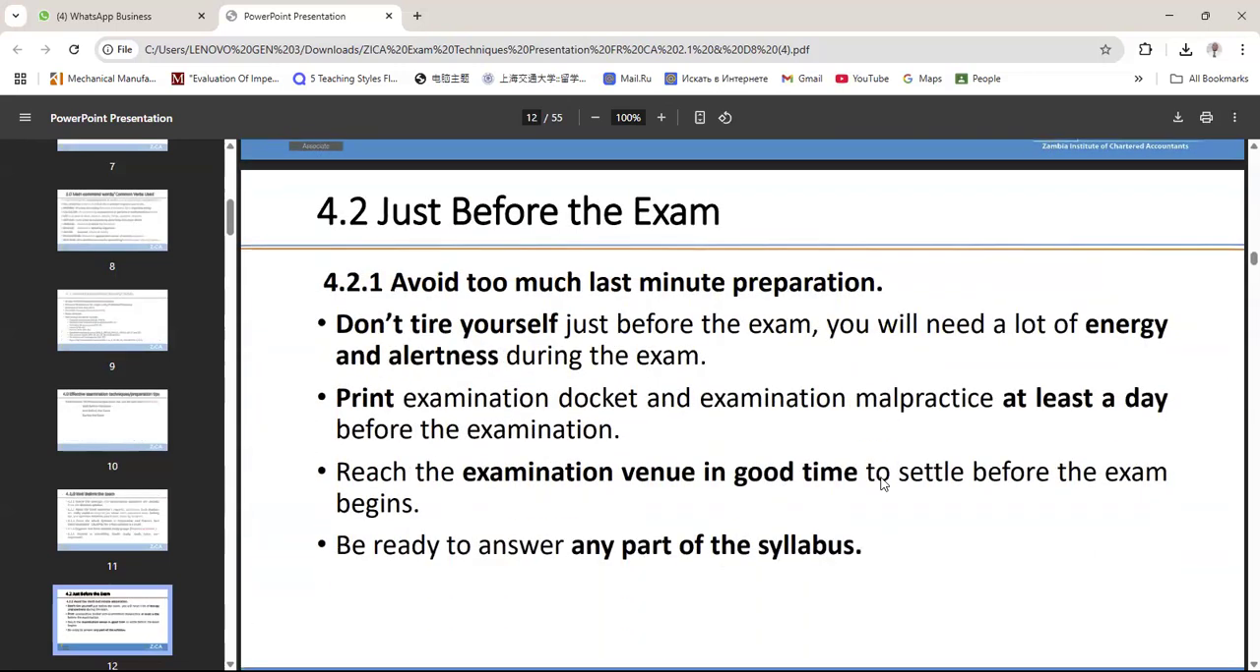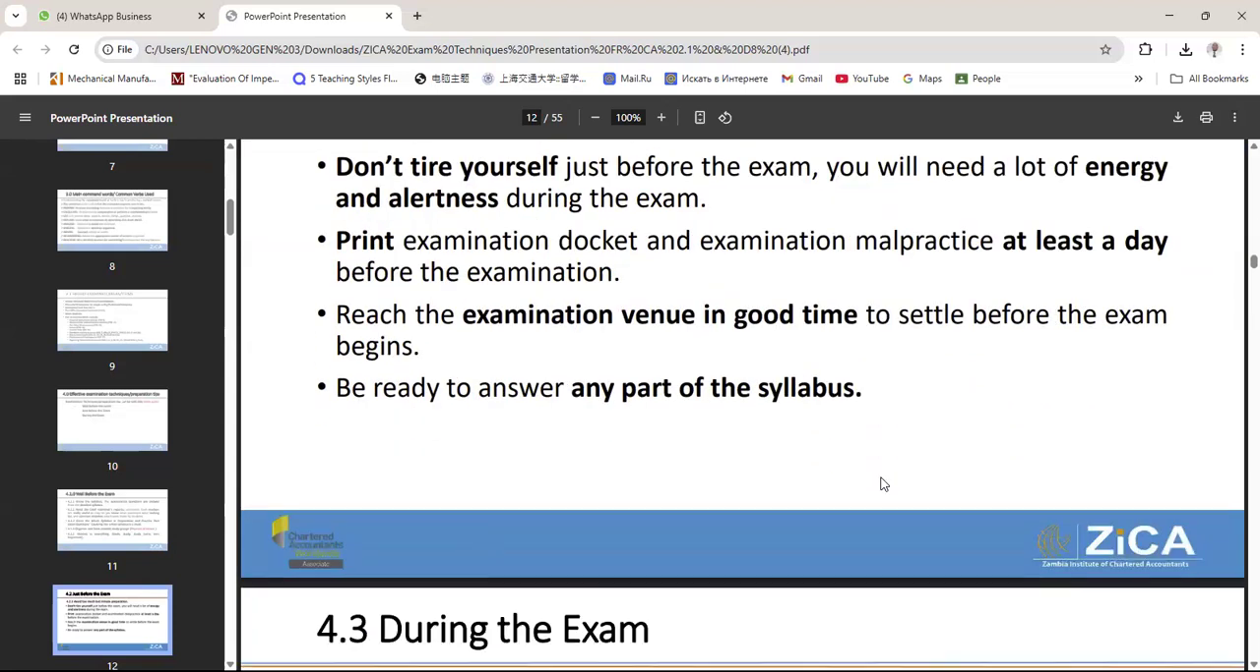Just before the exam, ensure that you have got enough rest. It's very, very important. Then also, there is some advice we give you, but you don't take it seriously. In terms of the examination docket, this time, as you are aware, there's a challenge with internet. You start running, like you saw what we experienced before we started our discussion. I had a challenge with internet because you start panicking. Even myself, I started panicking until I had to go and look for a laptop somewhere. So print in advance. Then also reach the venue in good time. Of course, be ready to answer any part of the syllabus. This is very, very important.